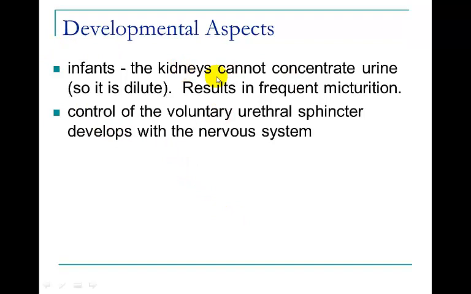In infants, the kidneys don't concentrate urine as well as in older children, and therefore the urine of infants is quite dilute, and they have frequent micturition. The control of that voluntary urethral sphincter develops with the nervous system, meaning that even though you commonly see children first being toilet trained at the age of about 3 or maybe even older, truth of the matter is they do have voluntary control over the external urethral sphincter at around the time that they begin to walk, because the nervous system is developing in that region around the time that you begin to walk.